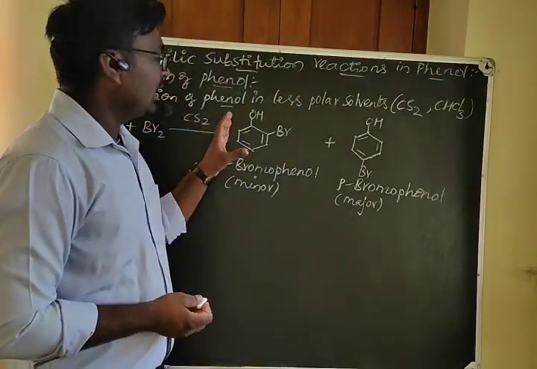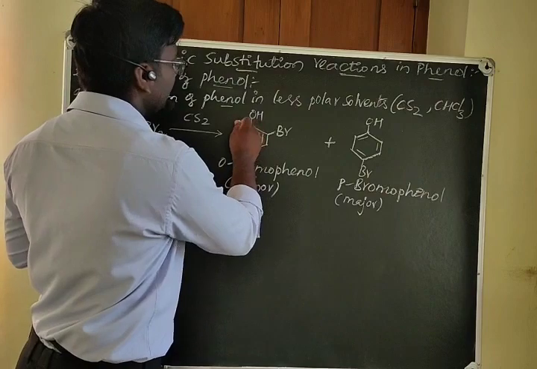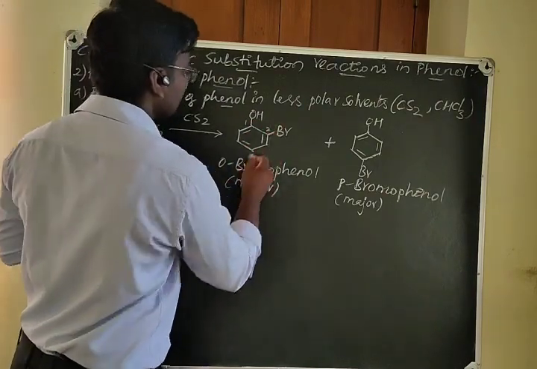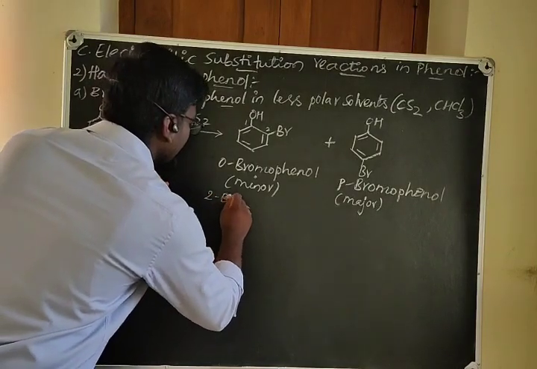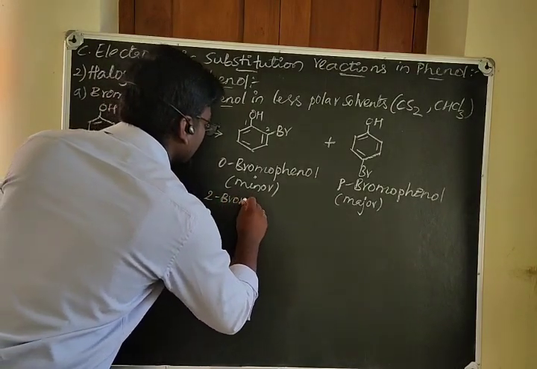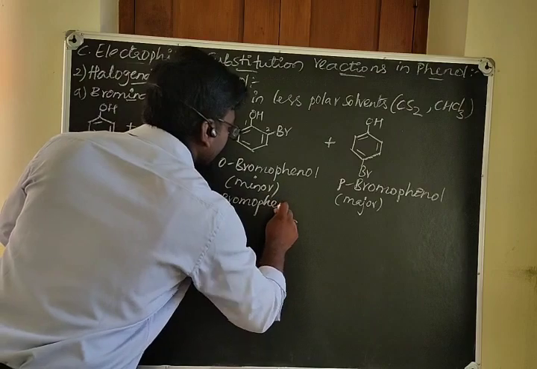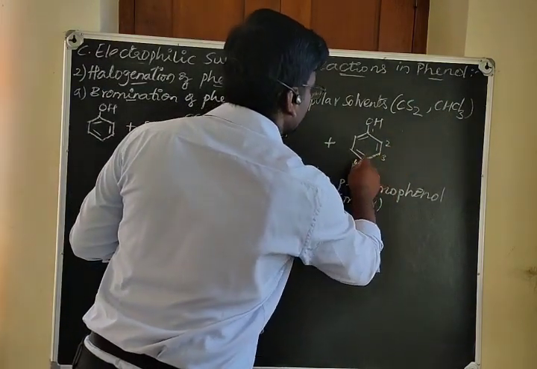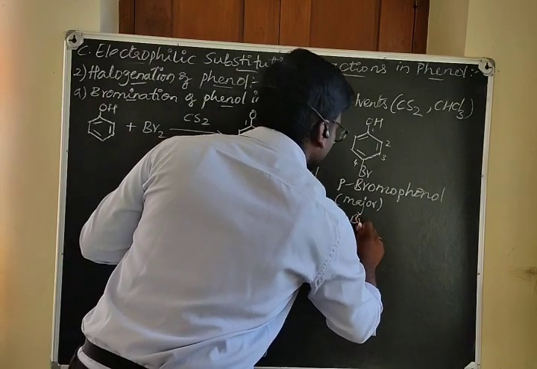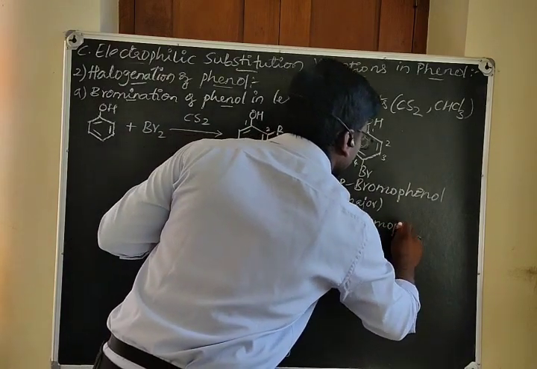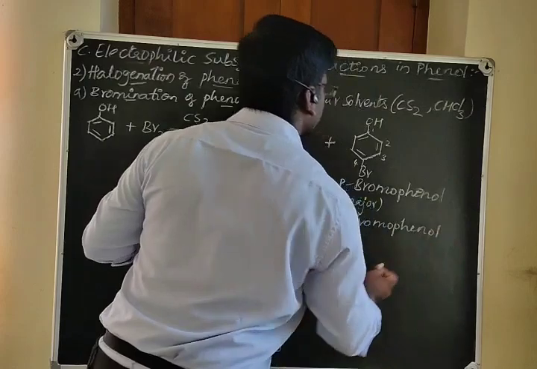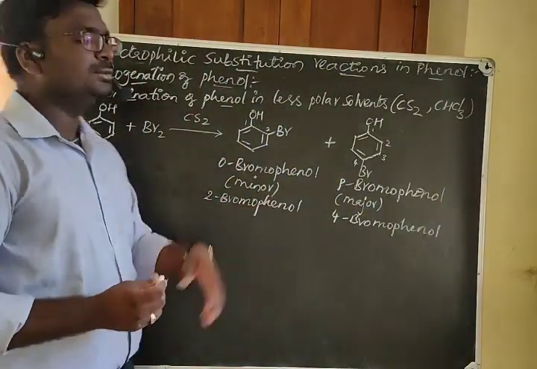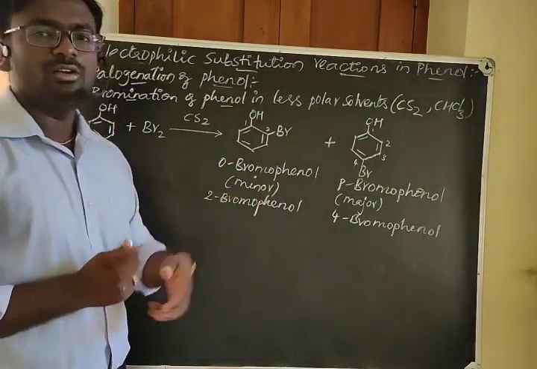Coming to the IUPAC name. This is position 1 because the carbon containing the functional group gets the least number. This is position 2, so it is 2-bromophenol. Its IUPAC name is 2-bromophenol. And coming to this one, it is 1, 2, 3, 4, so this is 4-bromophenol. So this is all about the bromination of phenol in less polar solvents like carbon disulfide or chloroform.